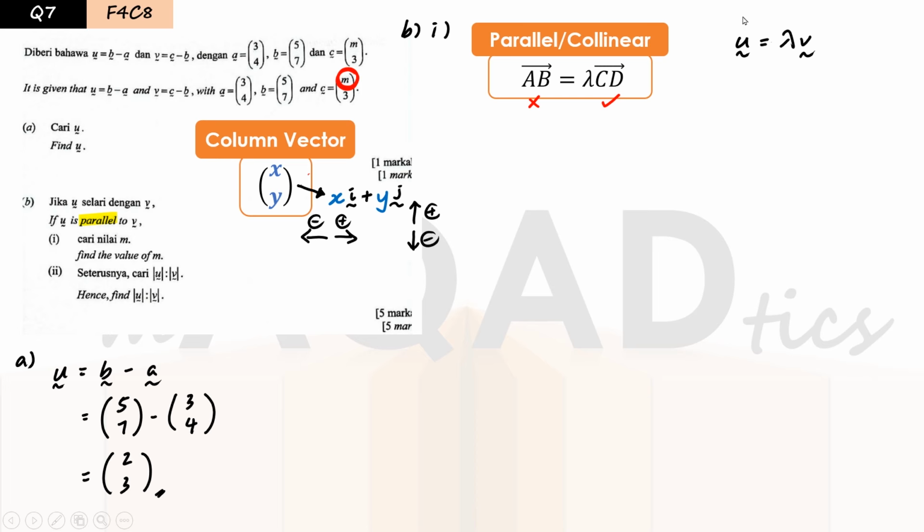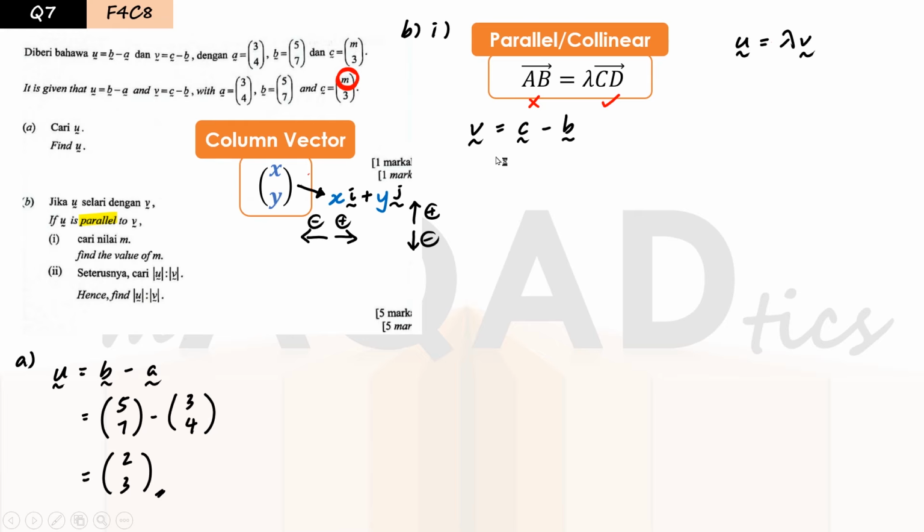Alright, so let's use this equation to find out the value of M. First thing first, we need to have the values of the two vectors here. Vector U, we already did in part A, but for vector V, we still haven't done it yet. So let's find out the vector V first.